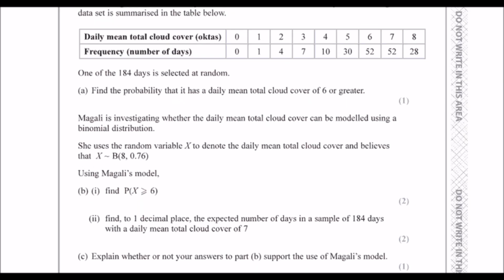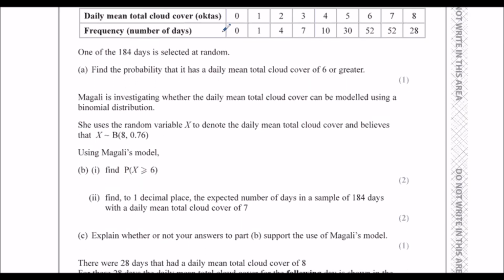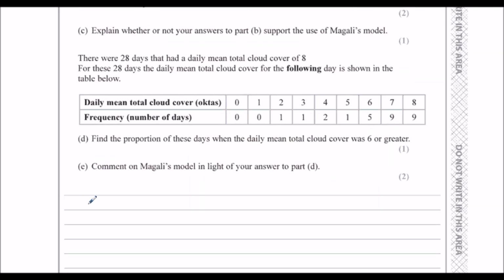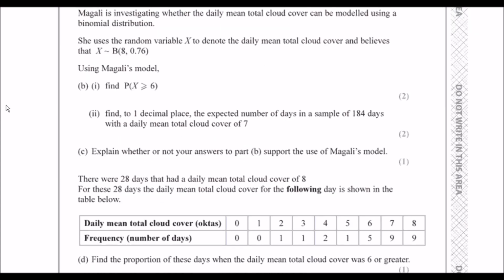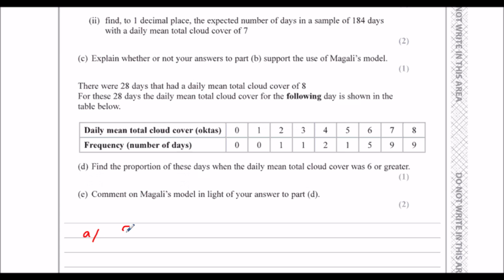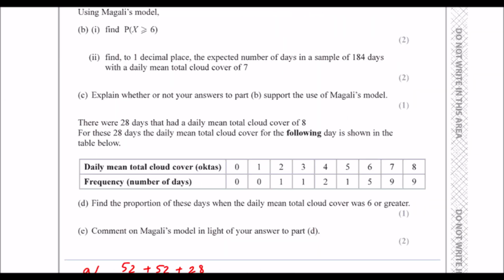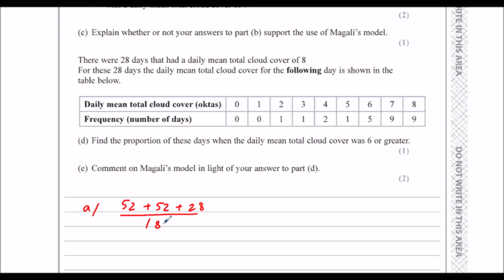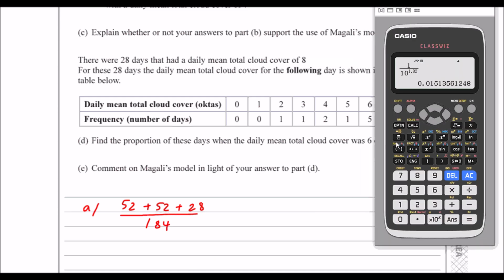So 6 or greater, that's these 3. So we have 52 plus 52 plus 28, out of the total, which is 184. So let's just type this in the calculator.